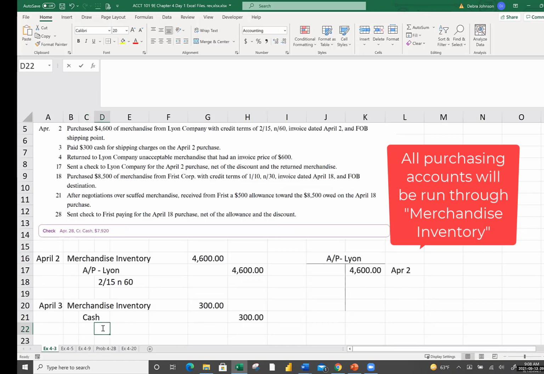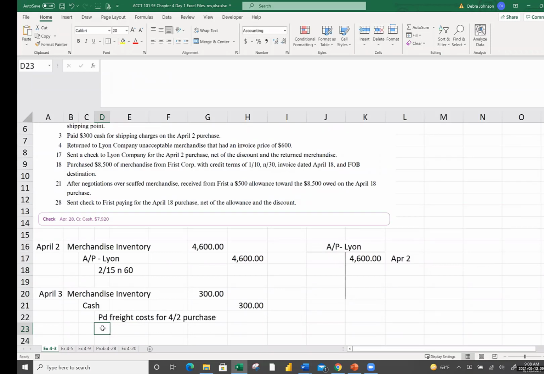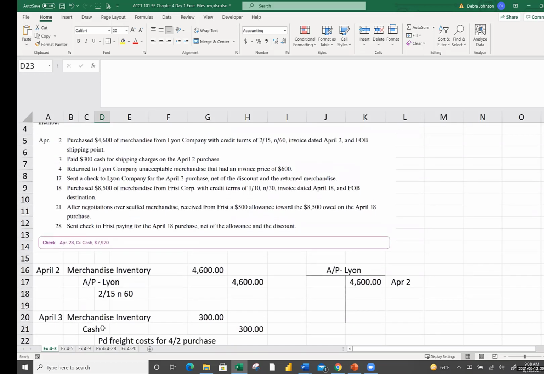Okay, good description, paid freight costs for April 2nd purchase. Now, how did I know to use merchandise inventory and not that delivery expense? Okay, how would I know? The terms there were FOB shipping, right?